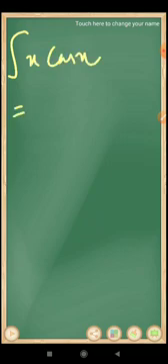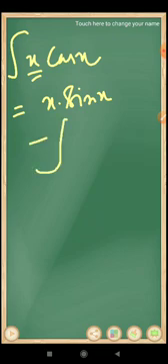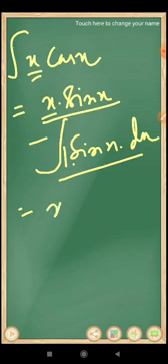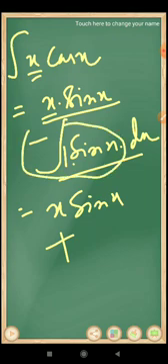So now the integration of x into cos x will be u into v, where u is x and v is sin x, minus the integration of v, which is sin x, into the derivative of x, which is 1, dx. So we get x into sin x as it is, and the integration of minus sin x is equal to cos x. So x sin x plus cos x.